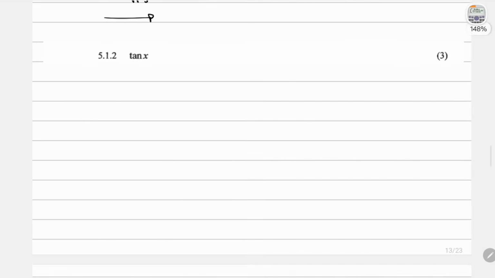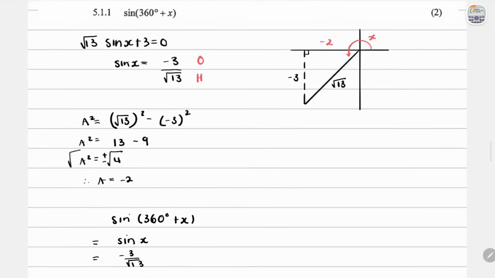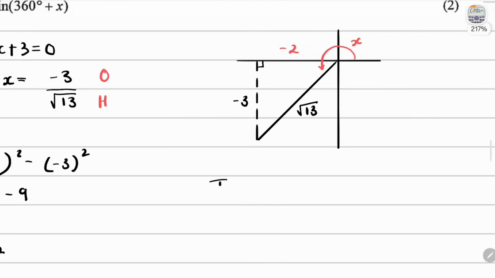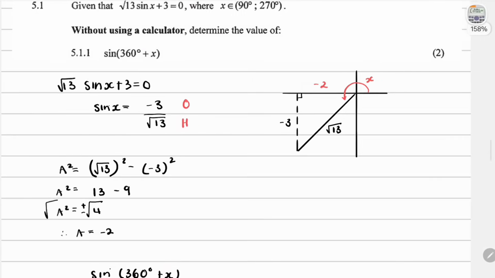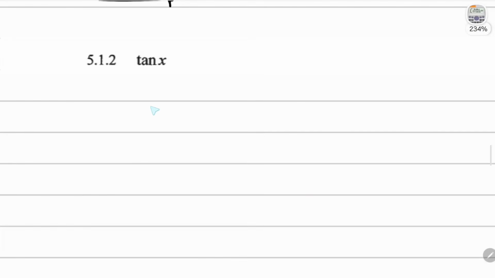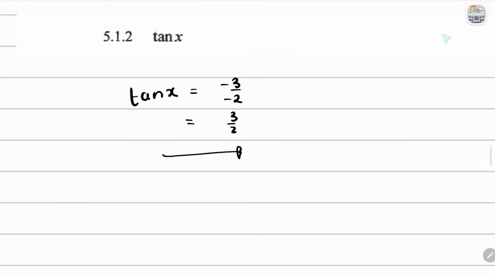Question 5.1.2, we are asked to find the value of tan x. So tan from SOHCAHTOA, the TOA part, is opposite over adjacent. So the opposite side over the adjacent, so that's going to be -3 over -2. So we just have to tell them that tan x is simply equal to -3 over -2, which is equal to 3 over 2. And that is our answer.